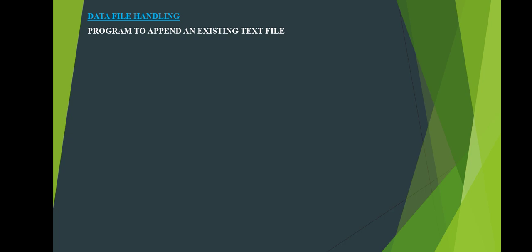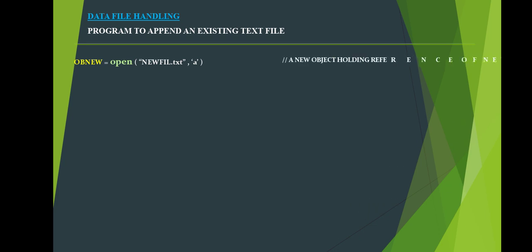So what is the solution then? The solution is we need to open the file in append mode. Append is represented by small a. That A will help us sort out the problem. So now we are opening the file in append mode. Here you can see a new object will be created by the interpreter. The same file, new file.txt, will be linked and opened in append mode.